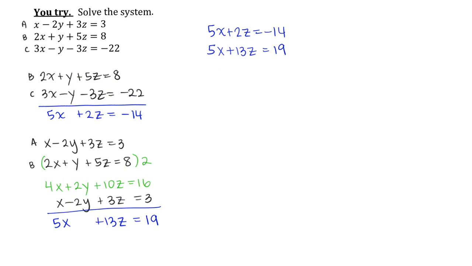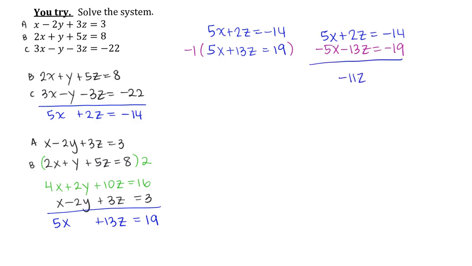Okay, let's see. If you learned the subtraction method, you could subtract down, and that would work. I think I'm going to times by negative on one of them. What is that? -5x, -13z, -19. Okay, let me bring over the next one. 5x, 2z, -14. Okay, the x's cancel. I get -11z, -33. Does that divide? It does. I get z equals 3, which is a good sign.